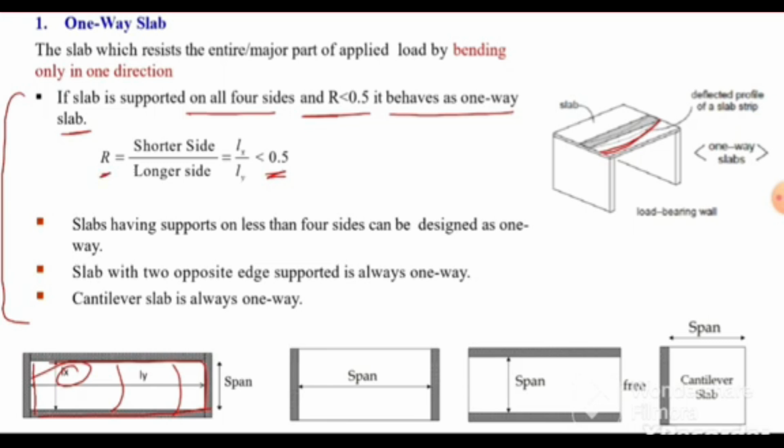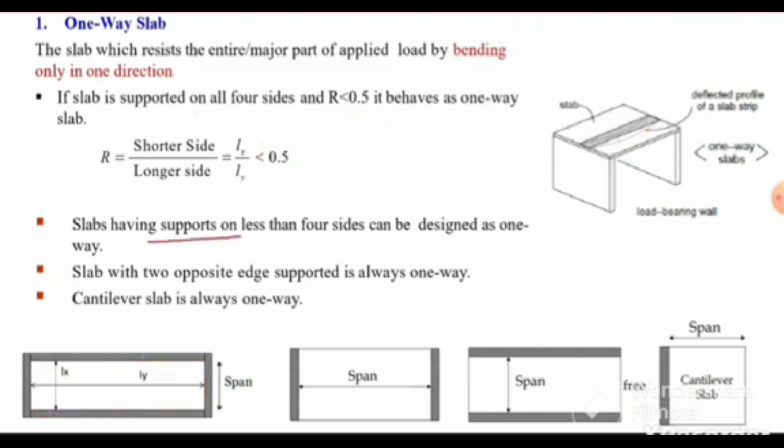Or we can define this R as the aspect ratio, shorter side over longer side. In that case it should be less than 0.5. But if we consider longer side over shorter side, then it should be more than 2. So if the ratio of longer side to shorter side is more than 2, meaning the length of the slab is more than the width of the slab, in that case it will behave like a one-way slab, meaning it will bend only in one direction. It will bend along the shorter direction, and this shorter direction will be considered as the span of the slab.